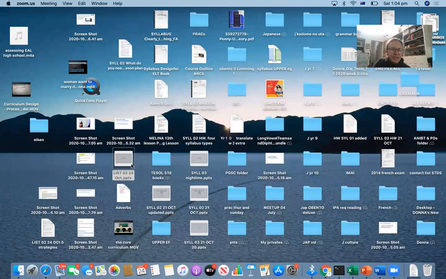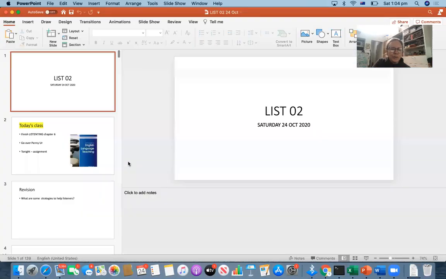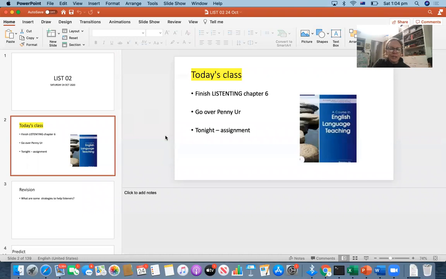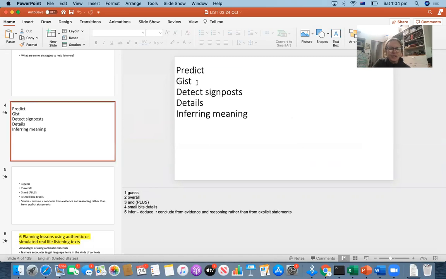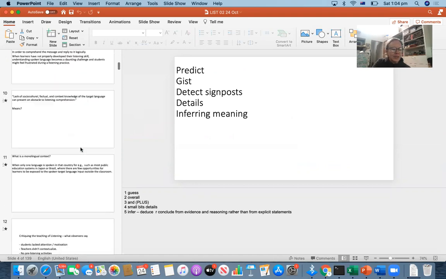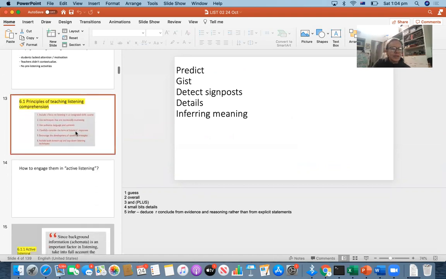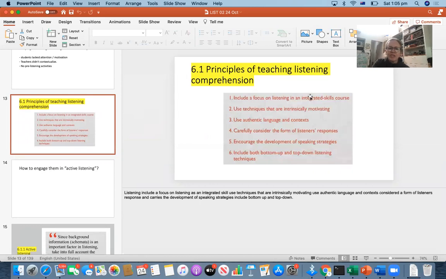So today we had listening number 2. We finished the book and we looked at Penny Ur's book. We looked at how listening needs these 5 strategies: predicting, gisting, detecting signposts, looking for details, and inferring. And then we looked at what was in the book, principles for teaching listening comprehension, as follows.